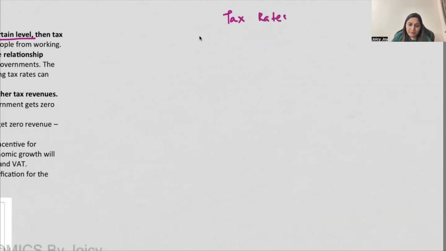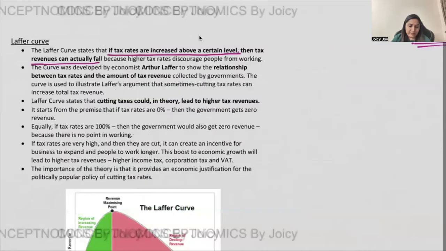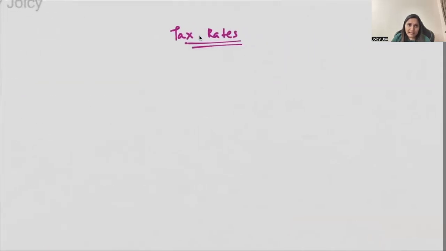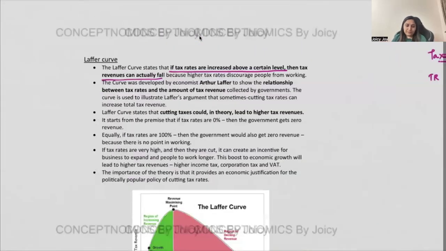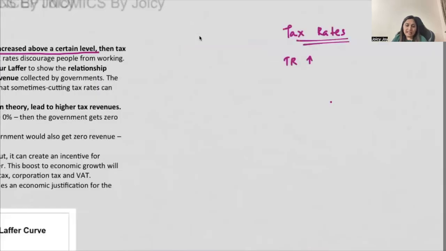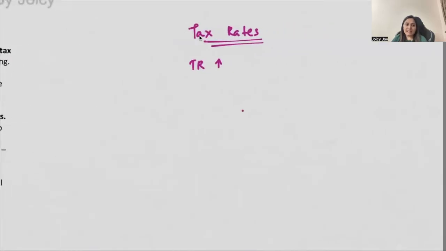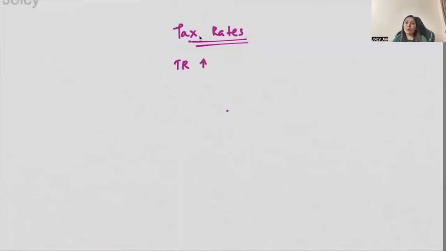Tax rates. Now, what does the Laffer curve say? It says that if the tax rates are kept high... what is the intention behind increased tax rates? When a government increases its tax rates, the government believes it will get more revenue. The purpose of increasing tax rates is to collect more revenue. But according to this curve, when the tax rates are kept high, tax revenue will gradually fall.